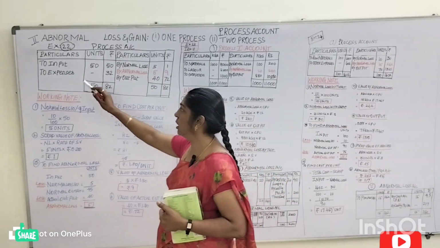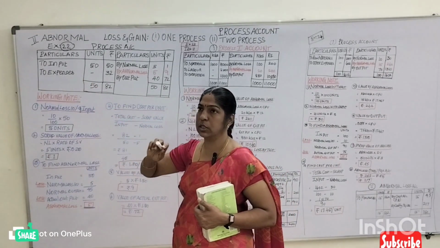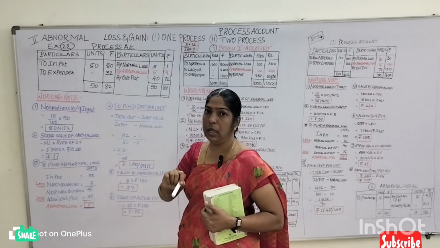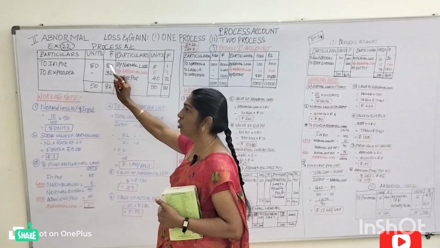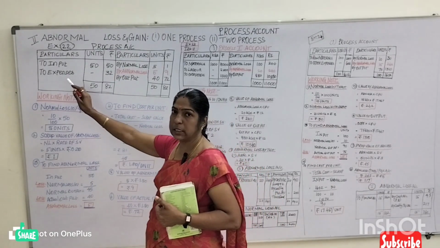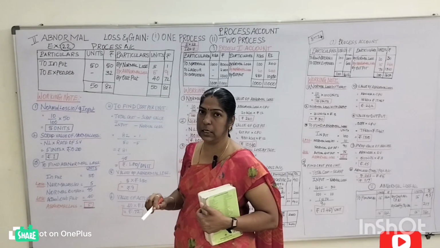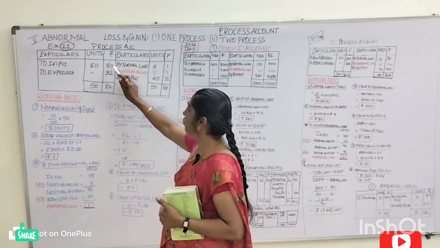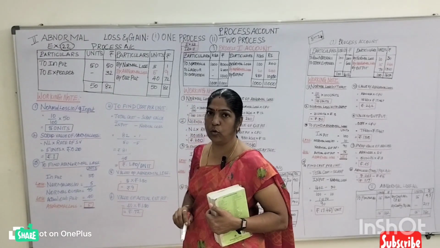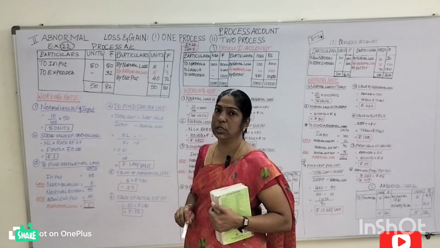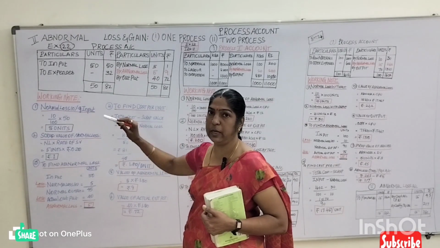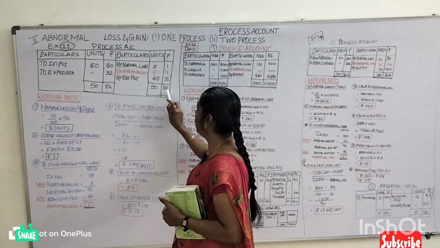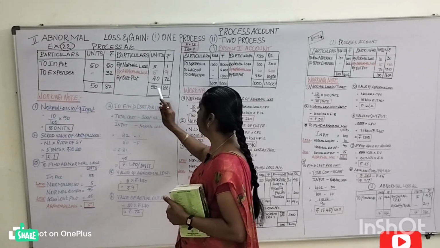What is the input they have given? 50 units. In the unit column we enter 50. What is the manufacturing cost they have given? 50 rupees, so manufacturing cost 50 rupees is entered. Additional expenses, how much? 32 rupees entered. Then find the total: 50 units input, and 50 plus 32 is 82 rupees total cost at the end of the process. Both values, 50 units and 82 rupees, we enter here.